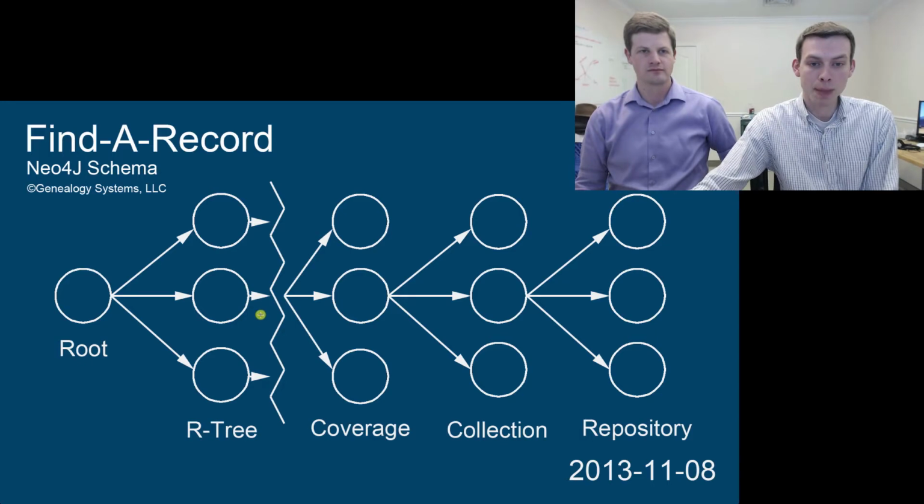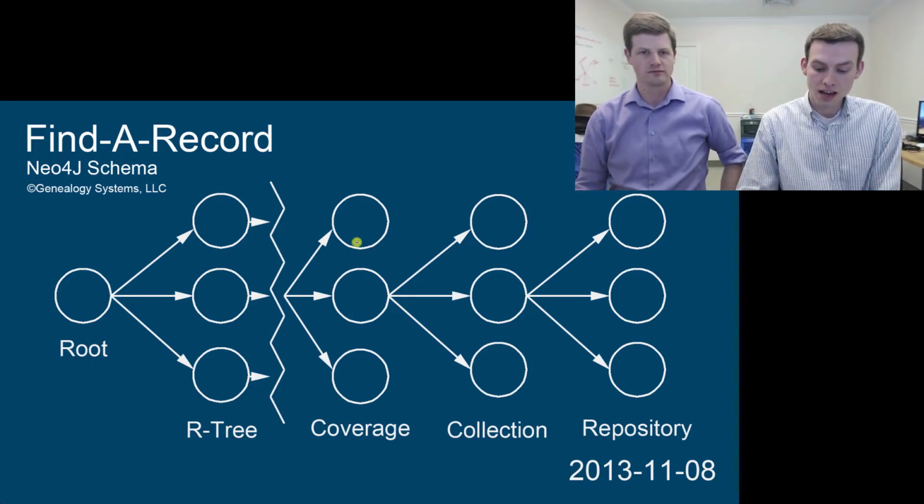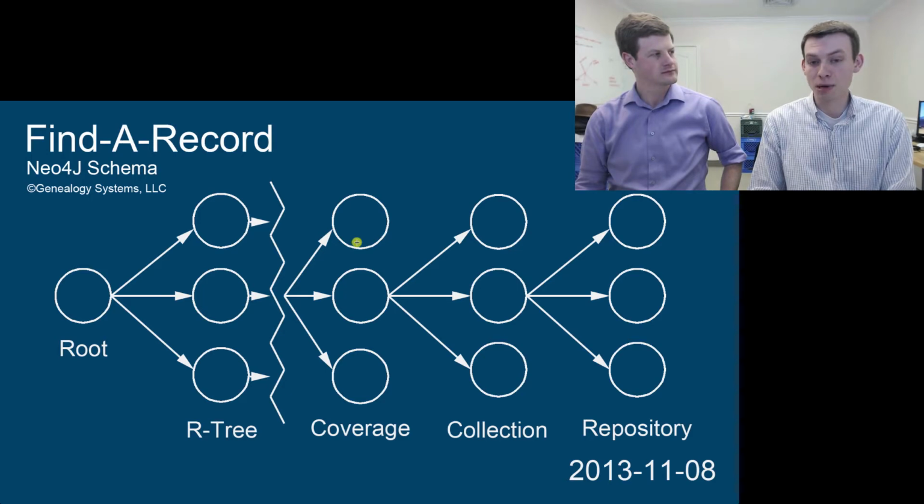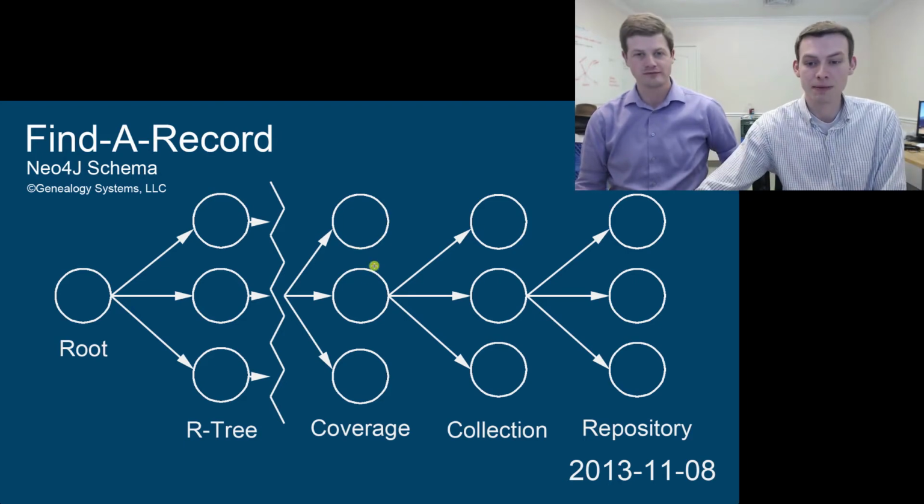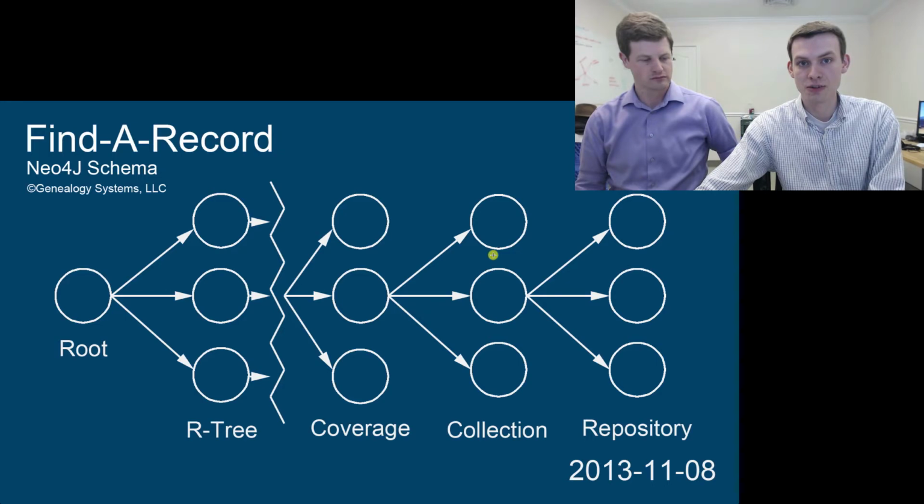Then the leaf nodes of the R-tree point to coverage. Coverage is basically a geometric shape that covers some portion of the world, such as a point, or a fancy polygon that represents the borders of Wisconsin, say, anything really. And then coverages point to collections. And so that's how we're able to answer the query of give me a list of collections within a certain area. Collections also point to a repository.